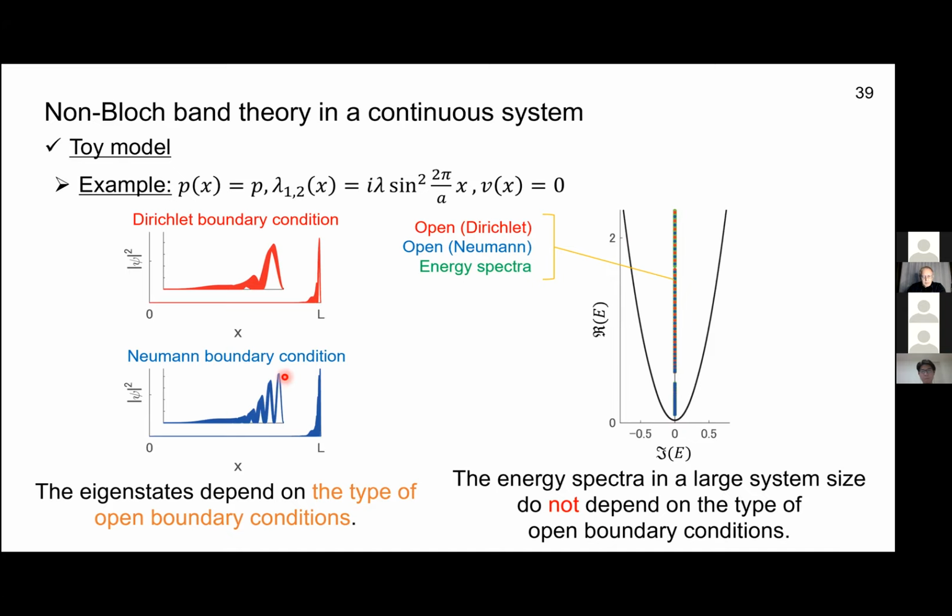However, in an infinite open chain, the energy spectra shown in green include these red energy levels and the blue energy levels. So we find that the energy spectra in a large system size do not depend on the type of open boundary conditions. So this is consistent with the non-Bloch band theory in a tight binding system.